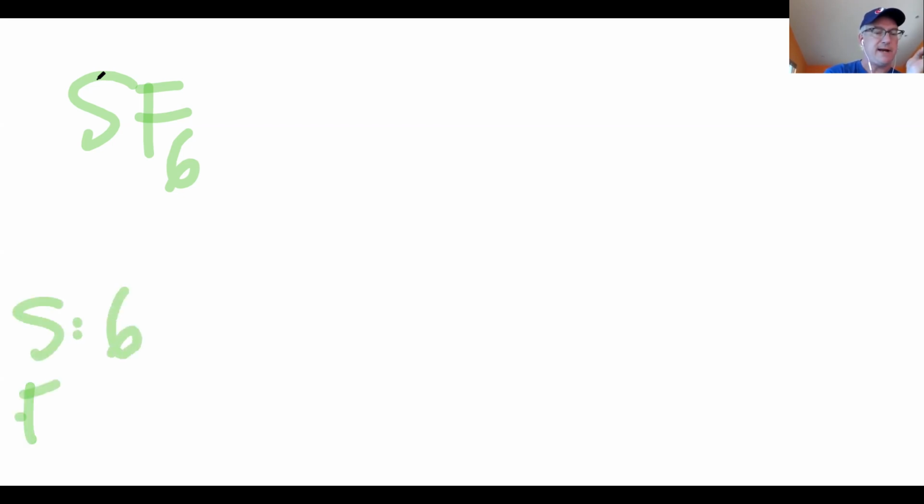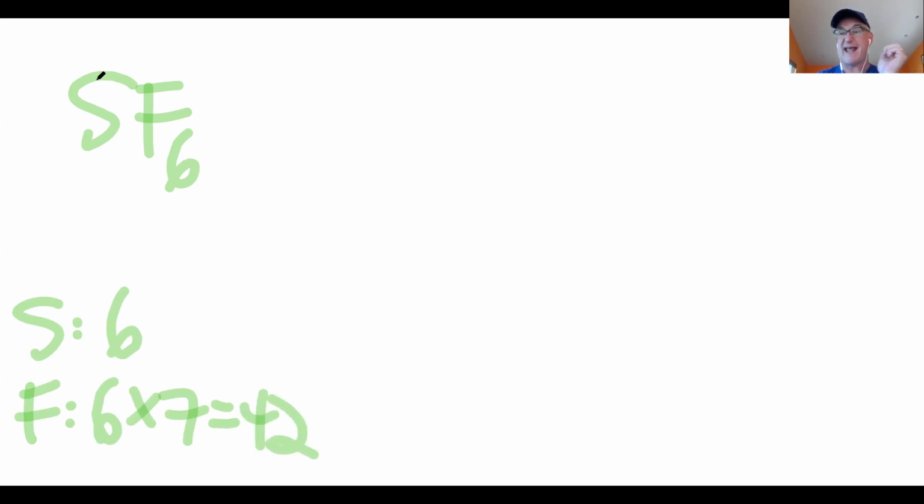So SF6, there's going to be a lot of electrons in this one. So total electrons, how many valence electrons does sulfur have? 6. So sulfur's going to have 6. Fluorine has how many? 7. And there's 6 of them. Good Lord. 42. There's 48 electrons. Man, I'm going to be tired just making dots.